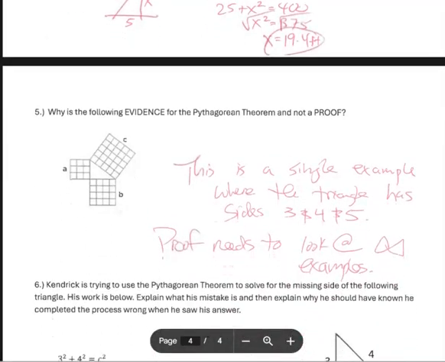Why is the following evidence for the Pythagorean theorem and not a proof? Because it is a single example where a is 3, b is 4, and c is 5. So that was the issue.